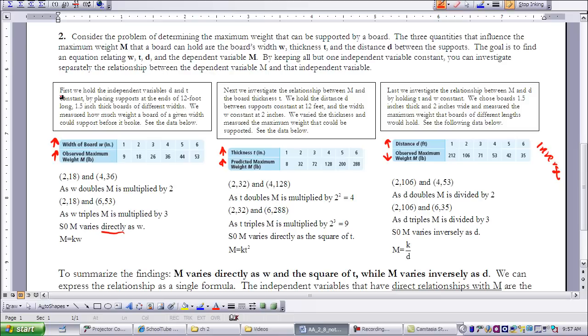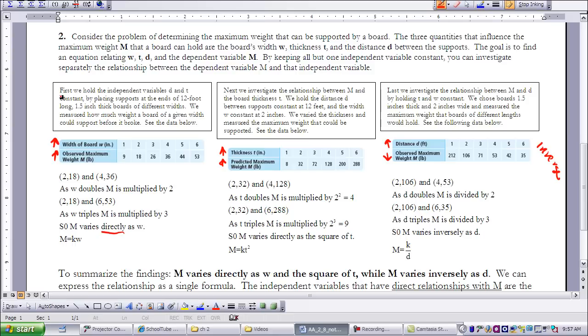We're going to compare 2, 18 and 4, 36. Notice, as 2 doubles, I get to 4. But when I take 18, I double that, and I get to 36. So right there, both are being multiplied by 2. Let's look at the tripling piece.